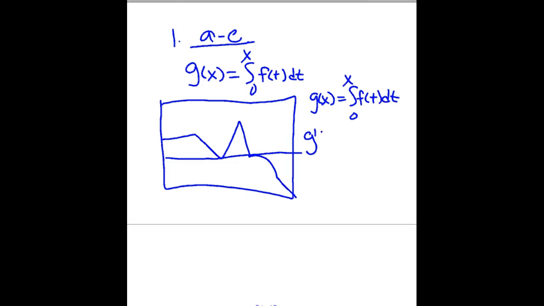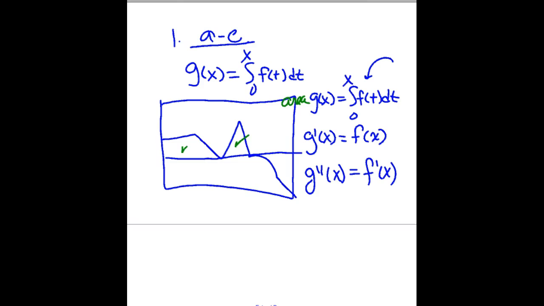That means any questions about g prime are going to actually just be the derivative of this function, and the derivative of the integral is just the function itself. G double prime of x is going to be f prime of x. So again, any questions about g, we're talking about area. Positive if it's above, negative if it's below.